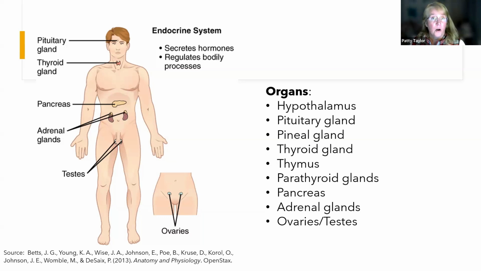Behind the thyroid are 4 or 6 nodules of tissue known as the parathyroid glands. Behind the stomach is the pancreas. Adrenal glands sit on top of the kidneys, and then ovaries or testes are considered the gonads.